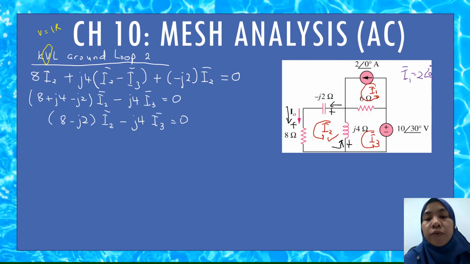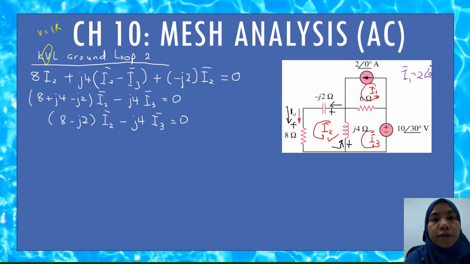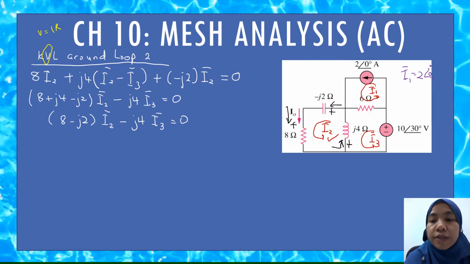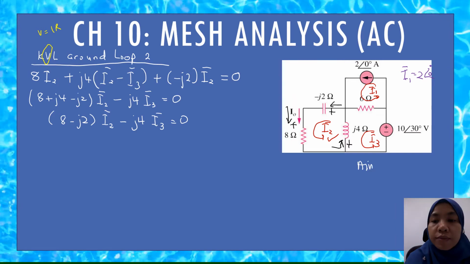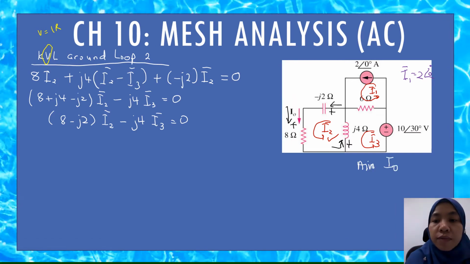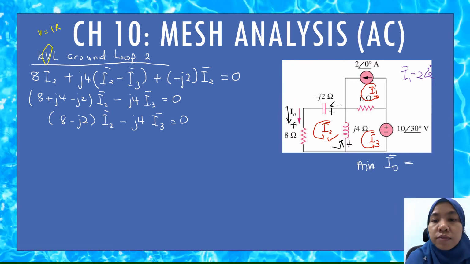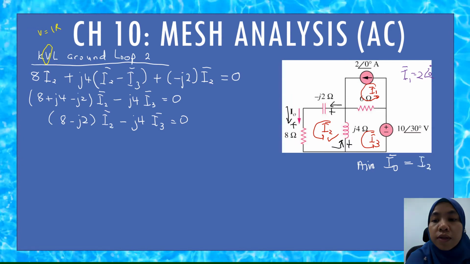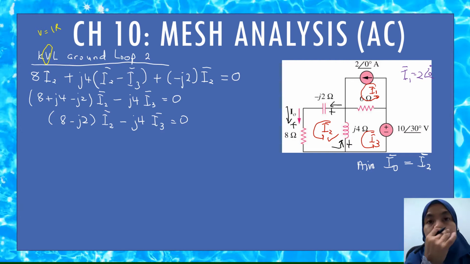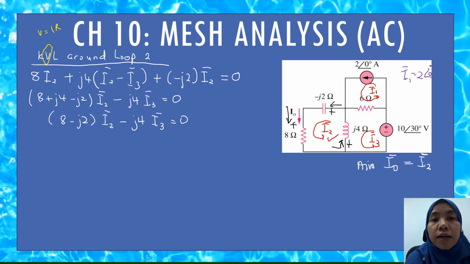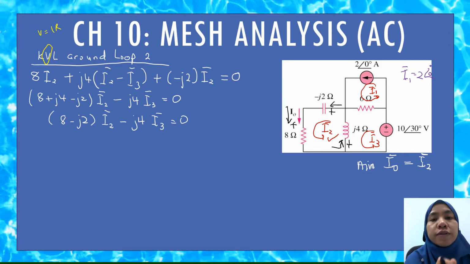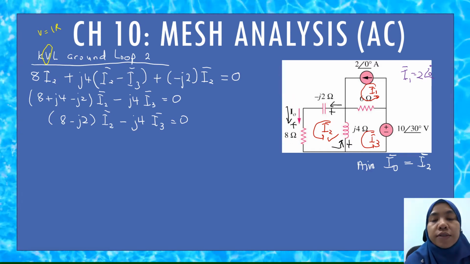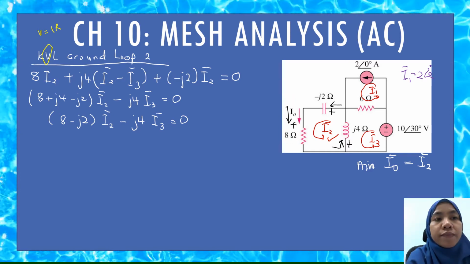Before we proceed, we need to figure out what our aim is. Our aim is to find I naught. I naught is equal to the loop current I2. Over here you need to observe the current direction of I2. If it is the same as I naught, then they are equal to each other.